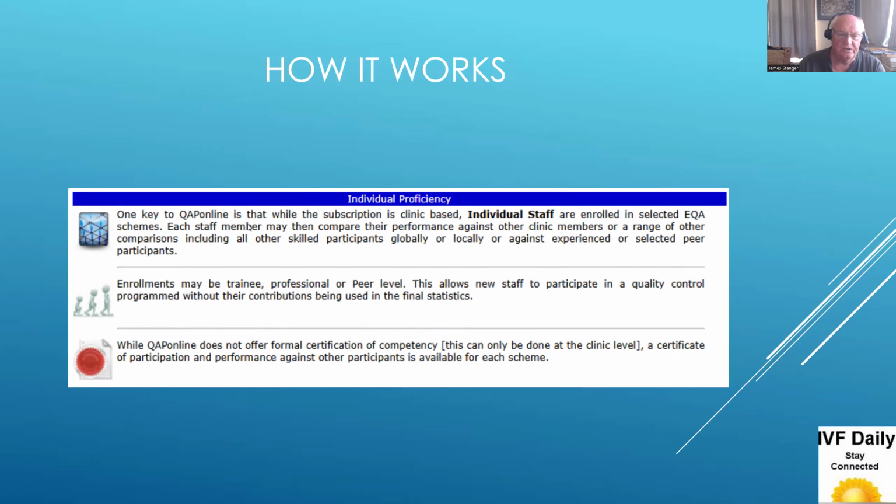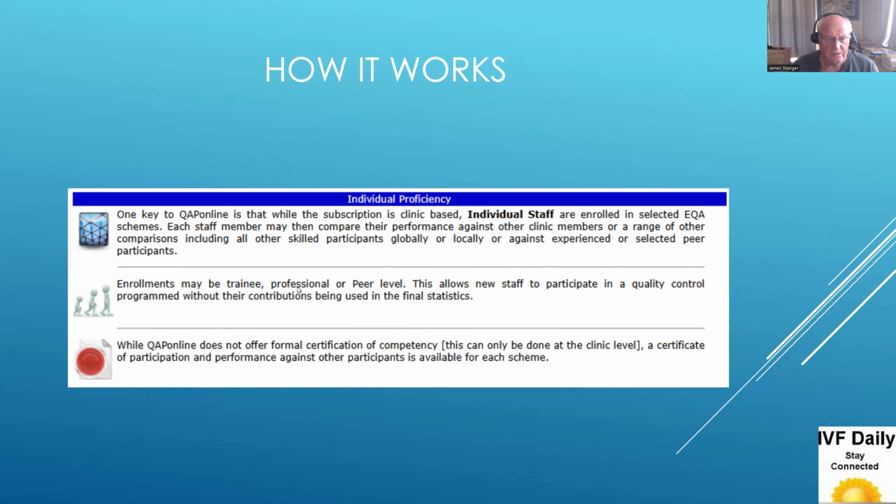One key to QAP Online is while the subscription is clinic-based, individual staff are enrolled in selected schemes. Each staff member may then compare their performance against other clinic members or a range of other comparisons, including skilled participants globally or locally or selected peers. Now, in fact, when I wrote this in 2003, I was using the extra scheme for having selected peers. But after a while, I realized that people weren't that interested. So even though you can enroll people as a peer, I haven't focused a lot of attention on that.